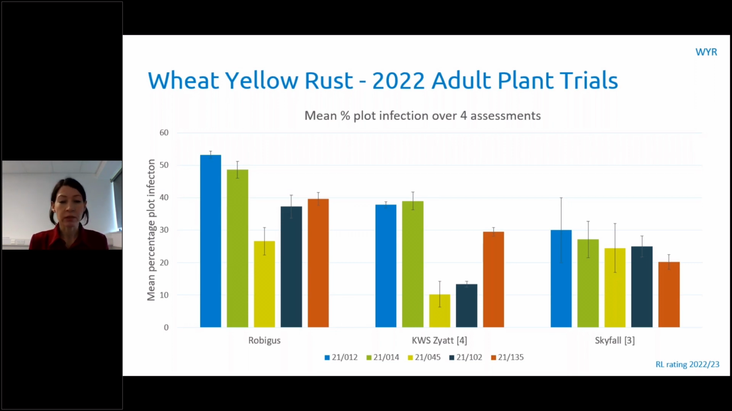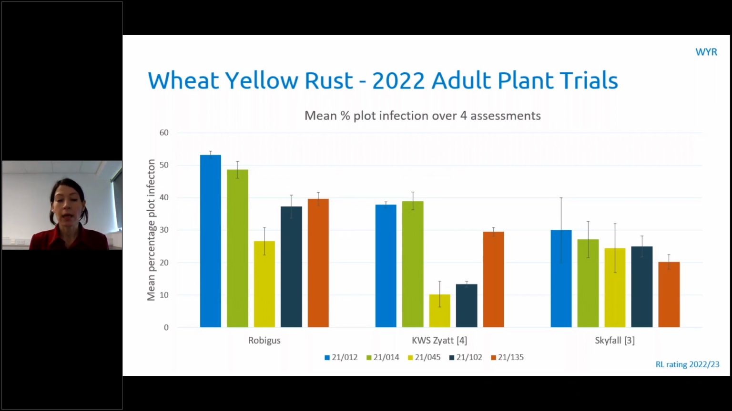So if we take Robigus first, that's one of our control varieties, and it was the most susceptible variety in the yellow rust trials. And you can see it was susceptible to all 5 isolates at adult plant stage at around the 26 to 53% mark, with slightly higher levels with 2112 and 2114 in the blue and the green.